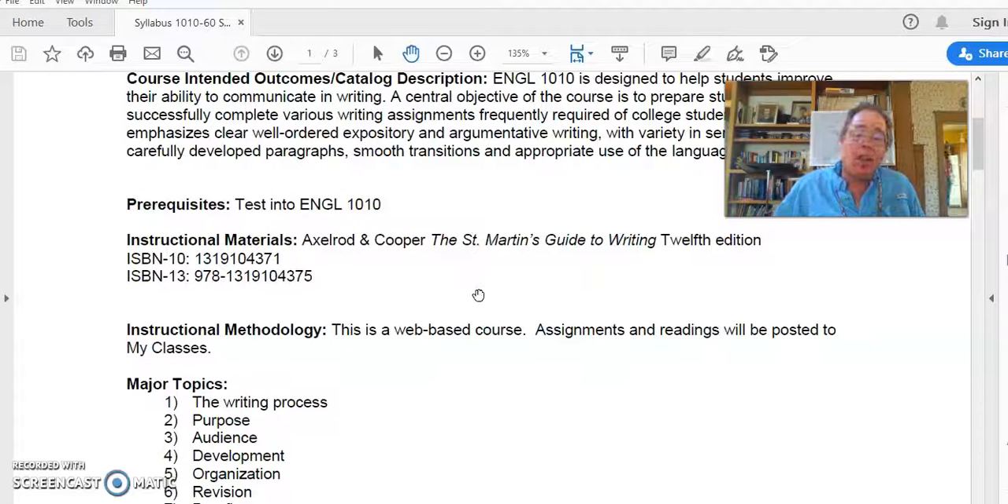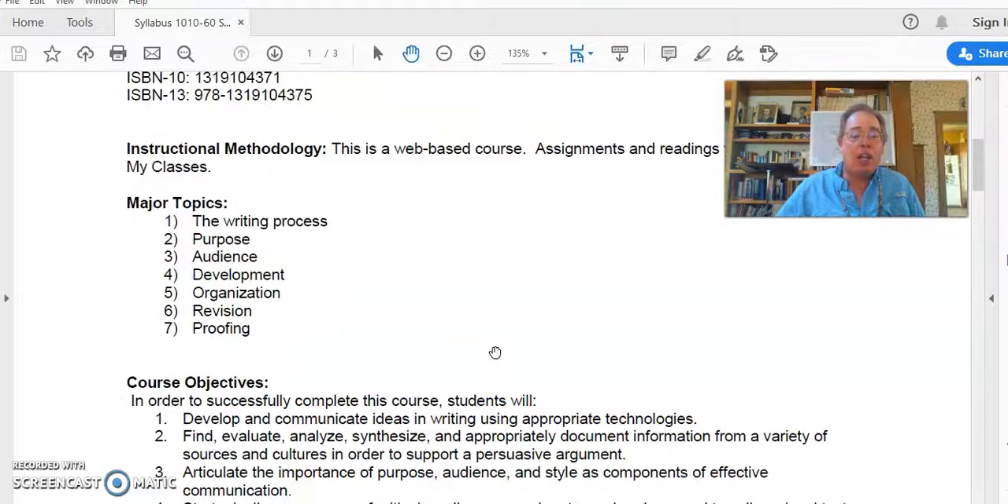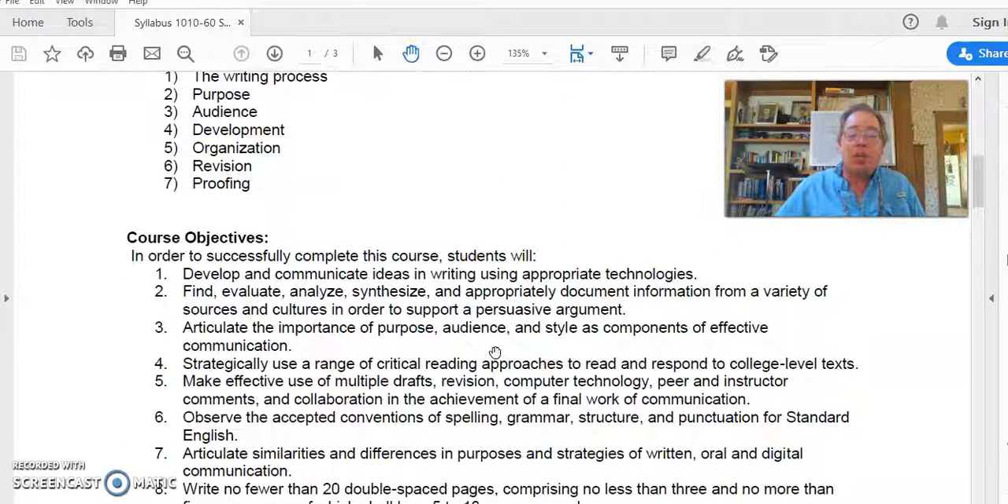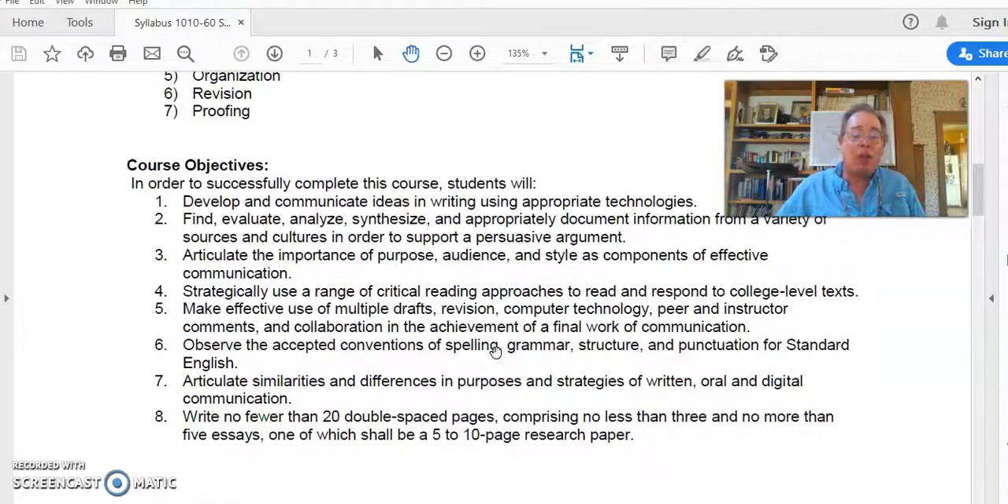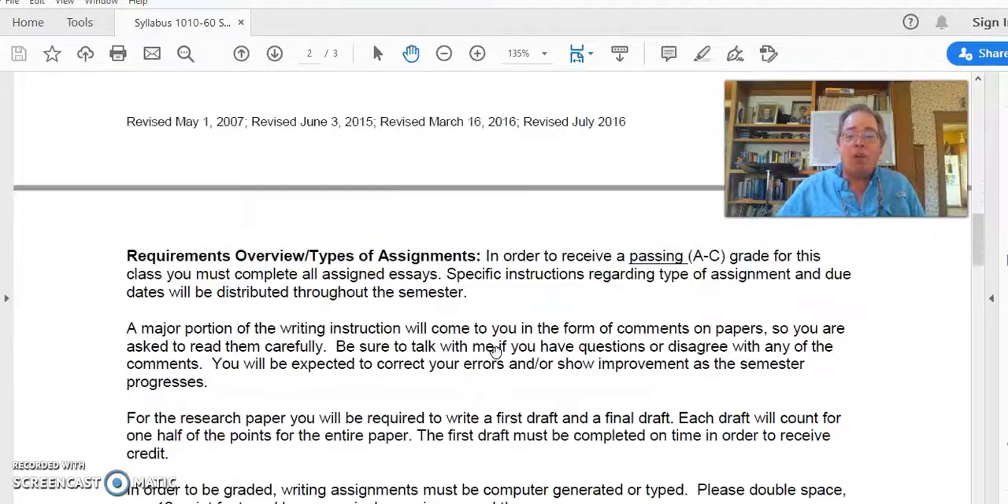And the reason for that is this is an online course and I don't get to spend as much time with you as I would like to. And so the book picks up a lot of the slack for doing that. This is a web-based course. Assignments and readings will be posted to my classes. That is the LMS, or Learning Management System, that we use here at CWC. We have some topics and some objectives here. We're going to be talking about these all semester, so I'll let you read through those on your own. I don't need to go over them in detail here.